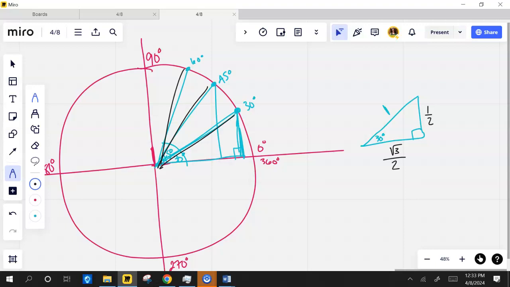Okay, now think in terms of a coordinate plane. If I want the coordinates of this point, how far over did I go? Think about this triangle being imposed right here on the circle. Square root of 3 over 2 is how far I went over. And how far did I go up? Because that's my y coordinate. A half. Yep, that's for the 30.